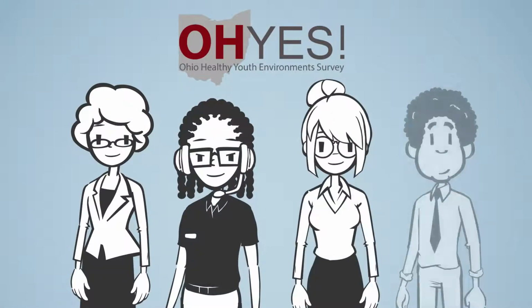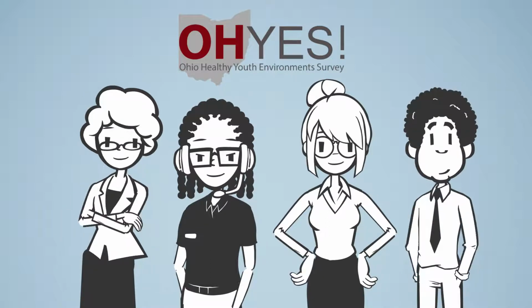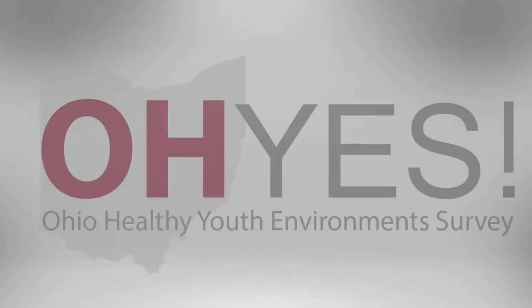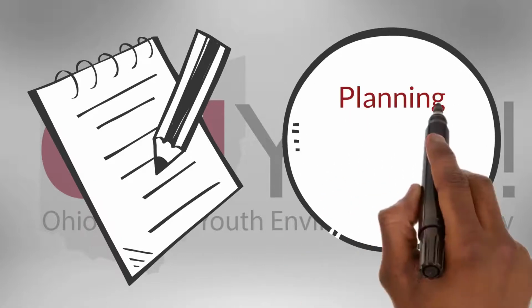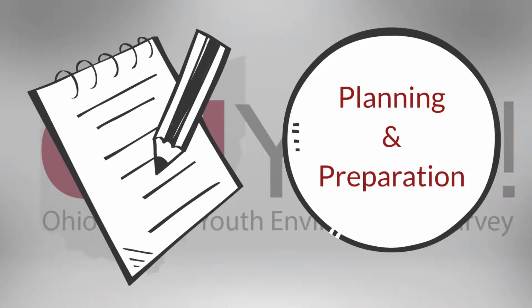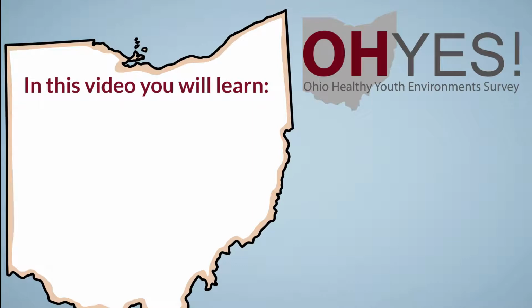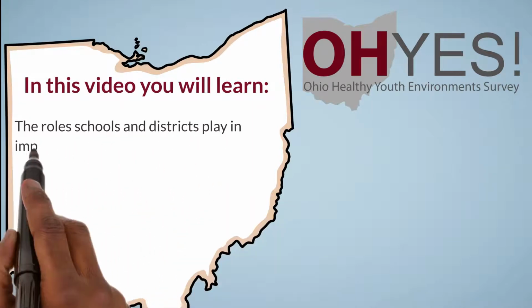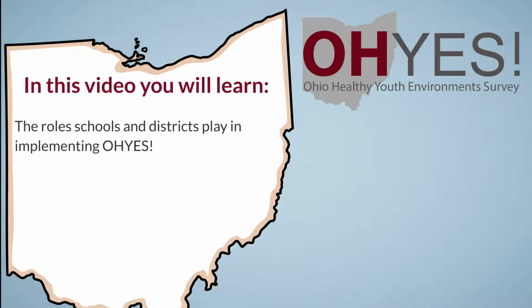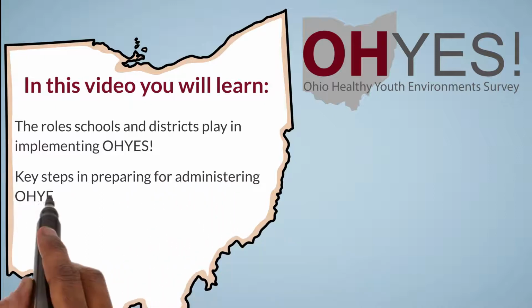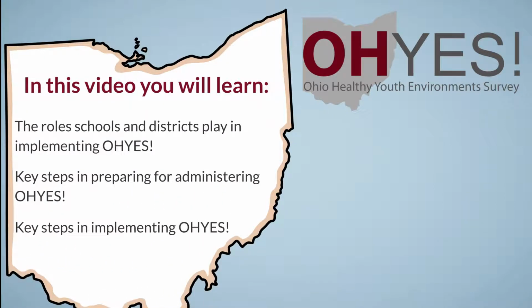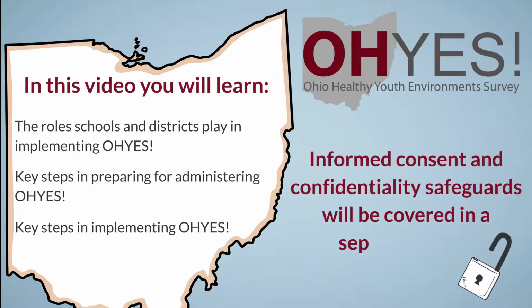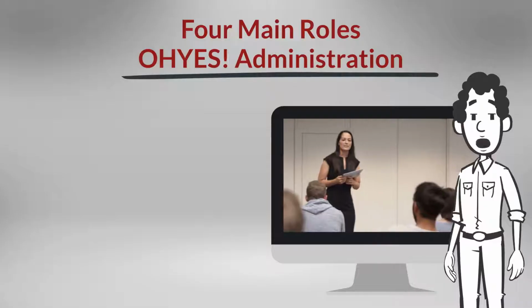District and school-level personnel play a prominent role in preparing and implementing the survey. Though administering the survey is not complicated, it does require planning and preparation. In this video, you will learn the role schools and districts play in implementing OHYES, key steps in preparing for administering OHYES, and key steps in implementing OHYES. Informed consent and confidentiality safeguards will be covered in a separate video.